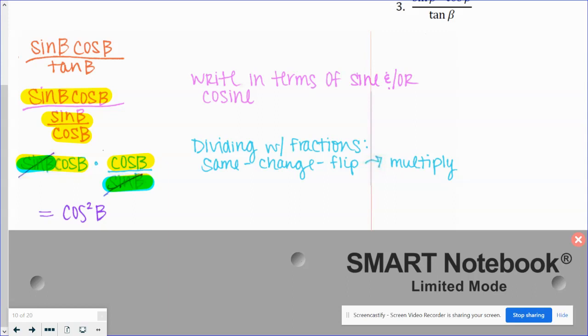And so I'm going to end this video here. If you want to see examples 4, 5, and 6, you should check out the next video. But writing things in terms of sine and cosine is an extremely useful strategy if you're at a loss of where to even start. And that's how Backer breaks it down.